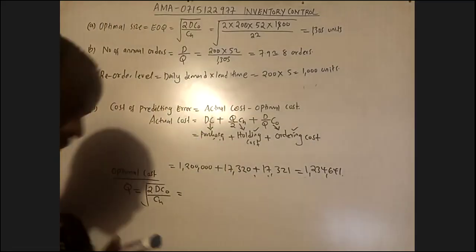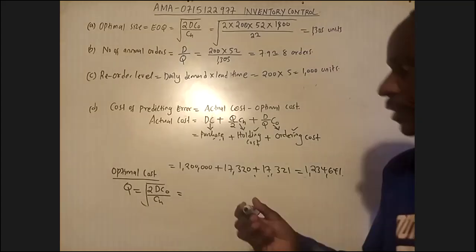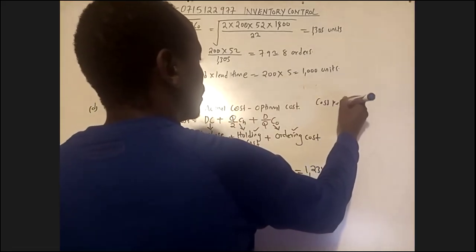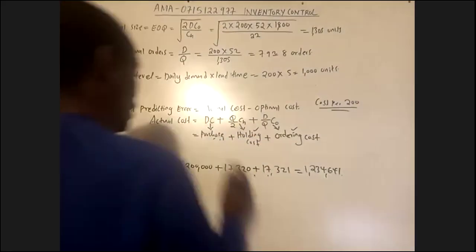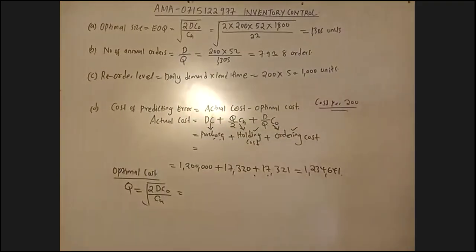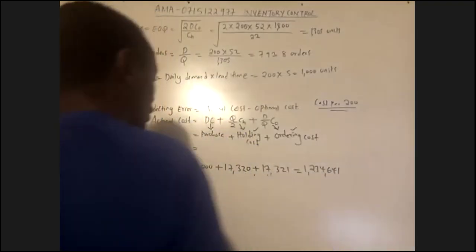Next, number 4. They say compare if the actual cost per order was 200. So let's start with the first one. What will the purchase price be? Before we do purchase price, should we compute EOQ first? No, we have the EOQ for this part already. This is okay, the EOQ is above.